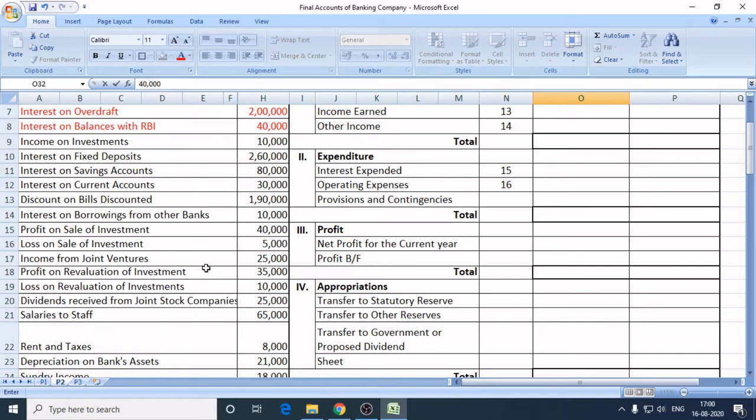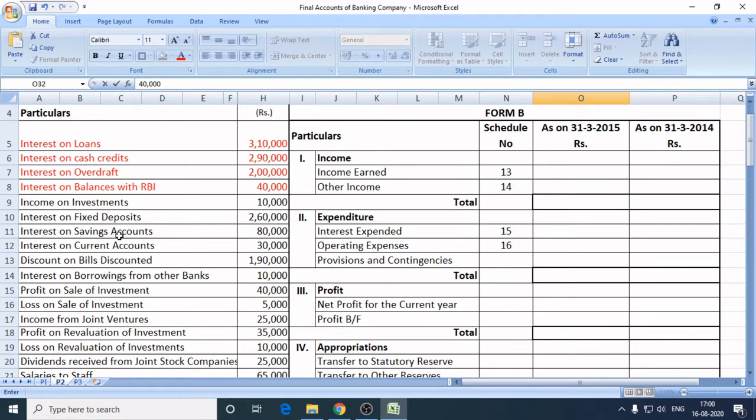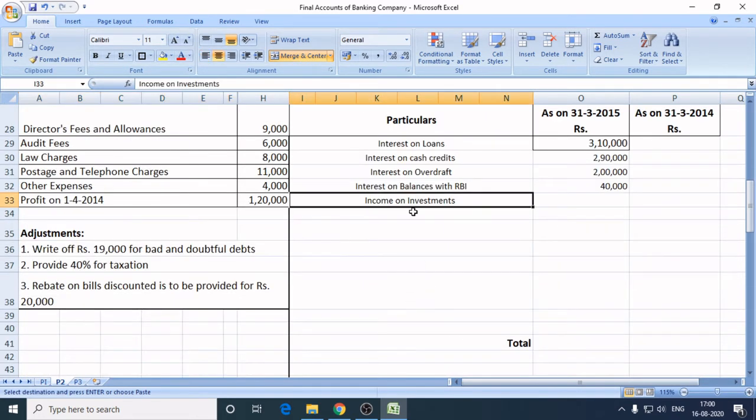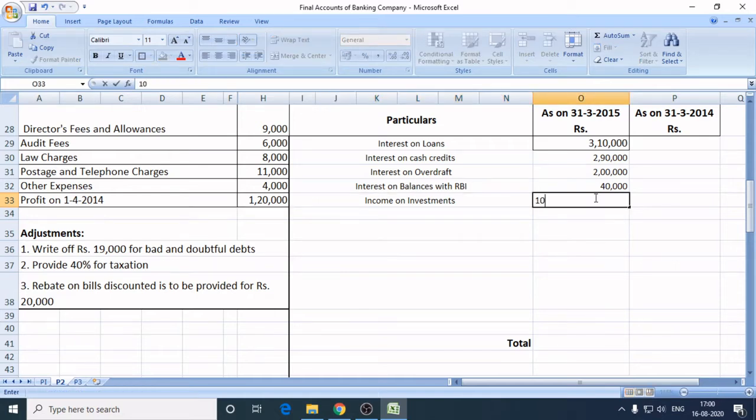Now next is income on investment. Income on investment also comes under schedule number 13, that is income earned. So here the figure is 10,000 rupees under schedule number 13.